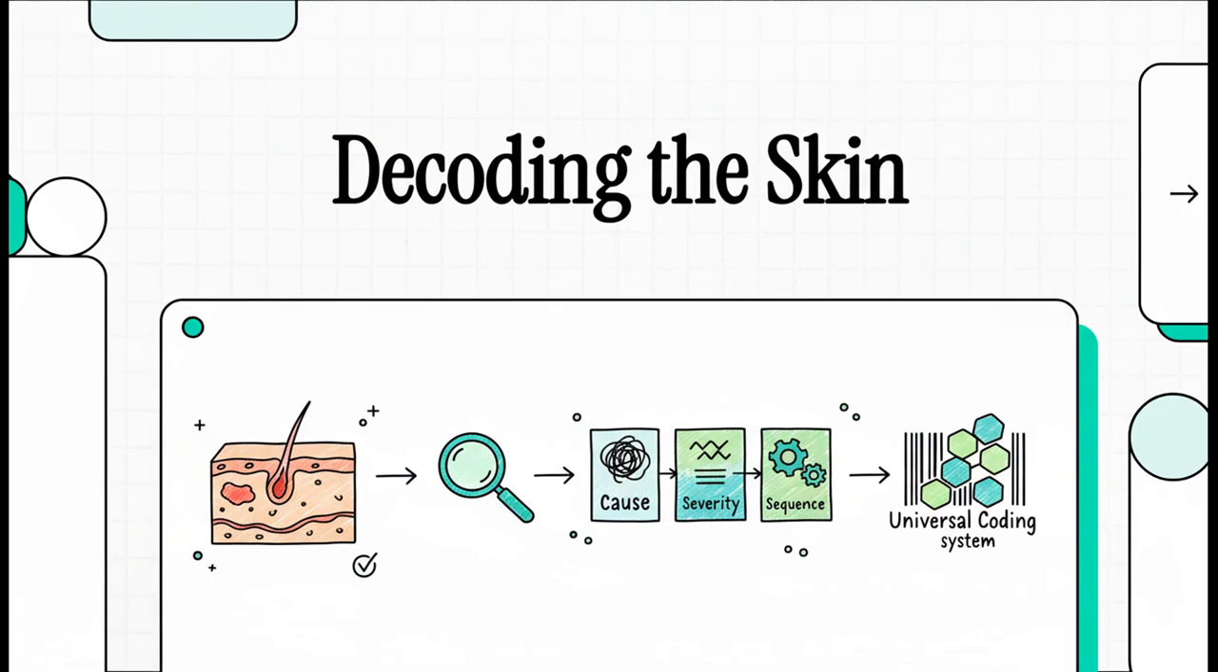Every time you go to the doctor, a hidden language is at work. A secret code gets assigned to your diagnosis. And it's not just for billing. It's this universal language that helps us track diseases all over the world.